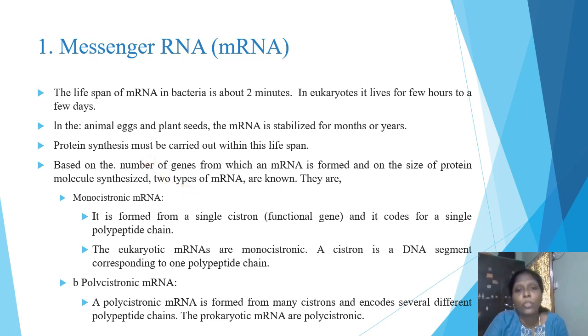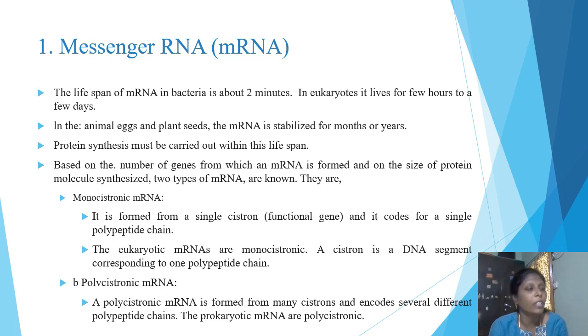Based on the number of genes from which an mRNA is formed and on the size of protein molecules synthesized, two types of mRNAs are known. They are monocistronic mRNA and the second one is polycistronic mRNA. The monocistronic mRNA is formed from a single cistron and it codes for a single polypeptide chain. The eukaryote mRNA are monocistronic, and a cistron is a DNA segment corresponding to one polypeptide chain. So, a cistron is nothing but a functional gene.